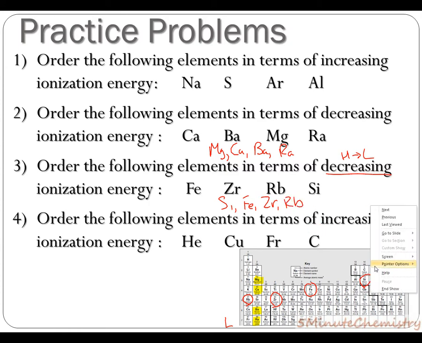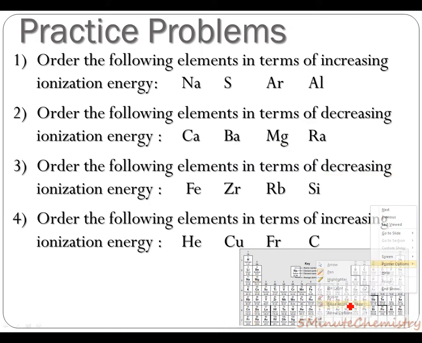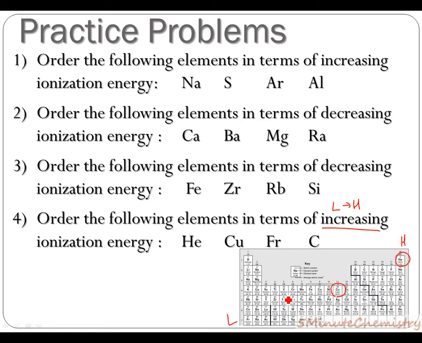Now go ahead and erase that again. So lastly, I want increasing ionization energy. So this one is going to be, again, low to high values. And we're looking at helium, copper, francium, and carbon. If I want low to high, I'm going to begin here with my francium, copper, carbon, and finish with helium.